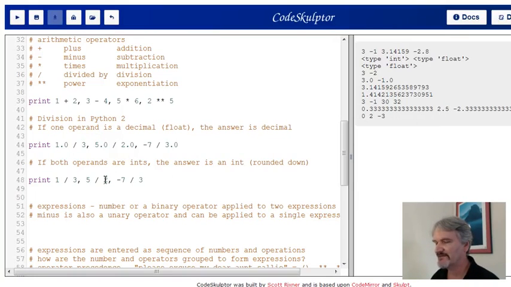5 divided by 2, the integer answer would be 2 here. We rounded 2.5 down. We do minus 7 divided by 3. Well, the integer division is actually minus 3. We'll actually talk about division more later on when we talk about remainders, and we'll have a second operator called // that is explicitly integer division.